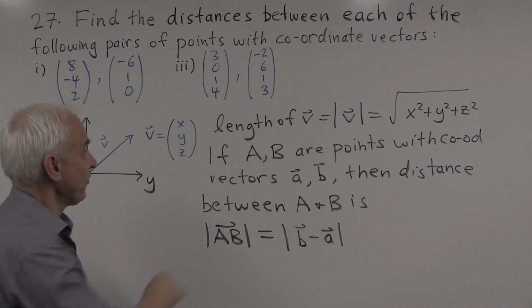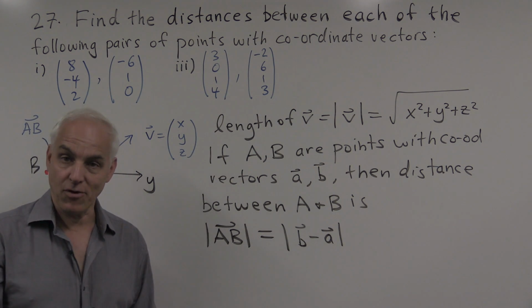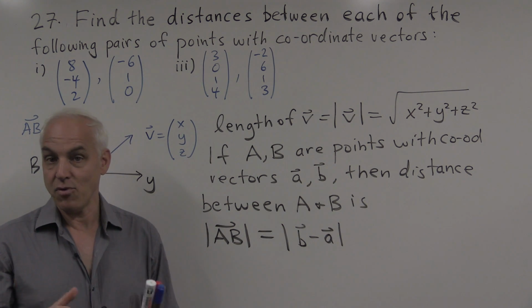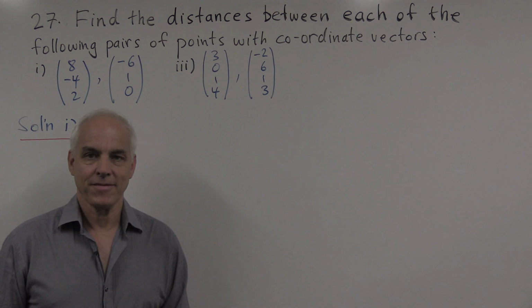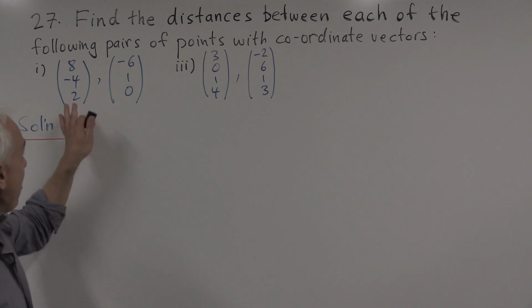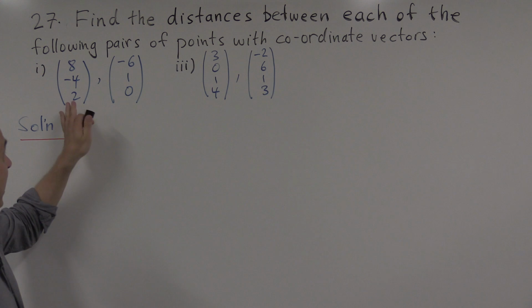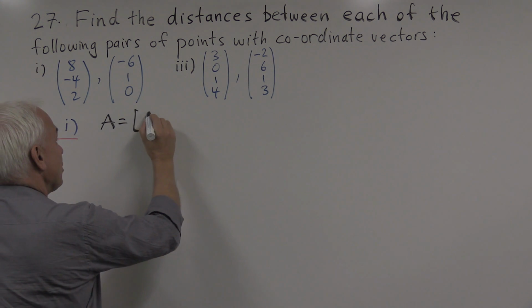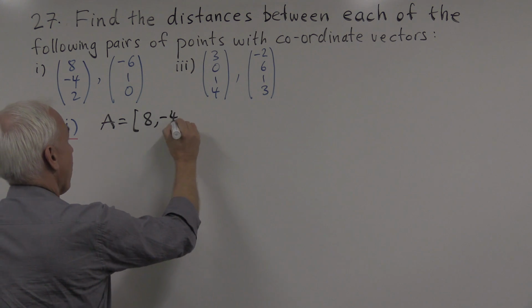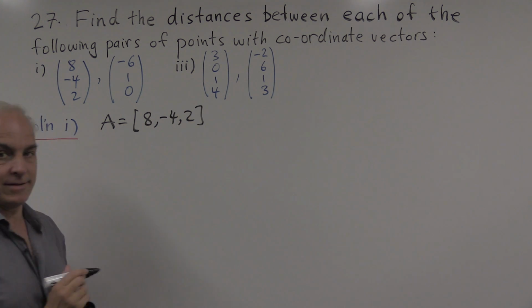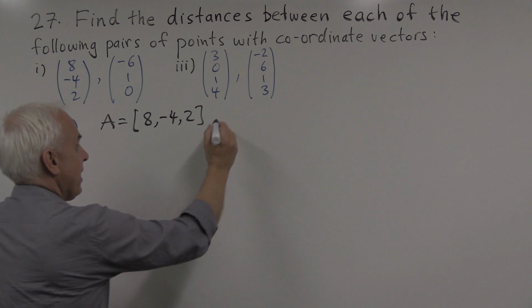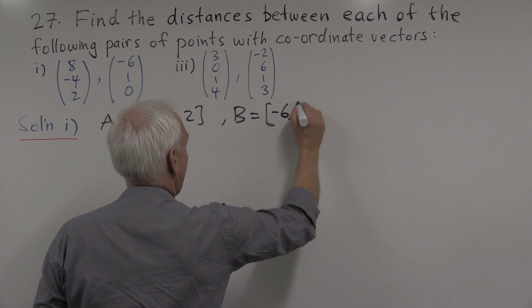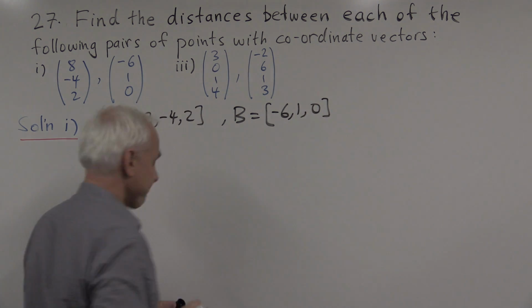All right, so now let's apply this general business to first of all calculate the distance between these 2 points, and then jack it up to 4 dimensions to find the distance between those 2 points in 4-dimensional space. Okay, so for part 1, we're looking at points. A has coordinates 8, minus 4, 2. That's actually the point A. And the point B is minus 6, 1, 0.